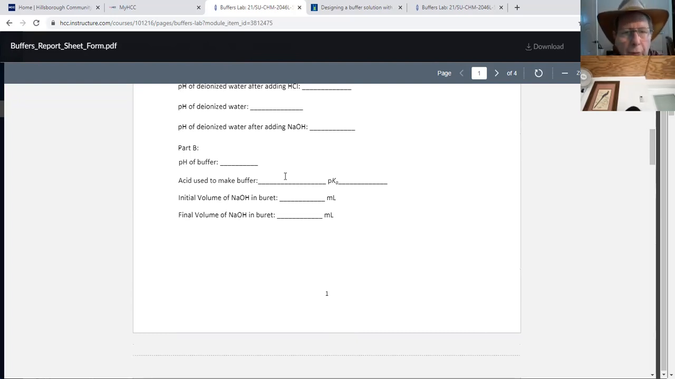What you're doing, you remember the calculation I went through with the 20 minus X thing, or 25 minus X? Yeah. You're going to do that calculation to predict how much NaOH you're going to need to add to the 25 milliliters. Actually, I think it's 20 milliliters of your weak acid solution. Then you're going to actually do the experiment.